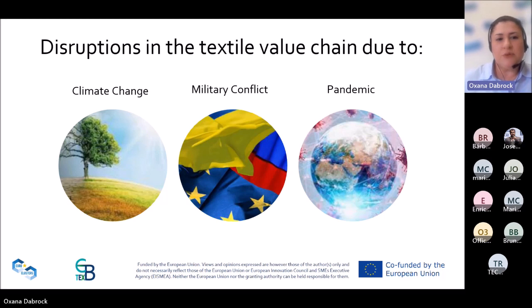Over the past years, companies in the textile sector have had a lot of struggles, which are the pandemic situation, the military conflict and climate change, as well as the financial crisis, and many more disruptions which hopefully are not coming. So these disruptions are affecting the textile value chain and different parts of it.